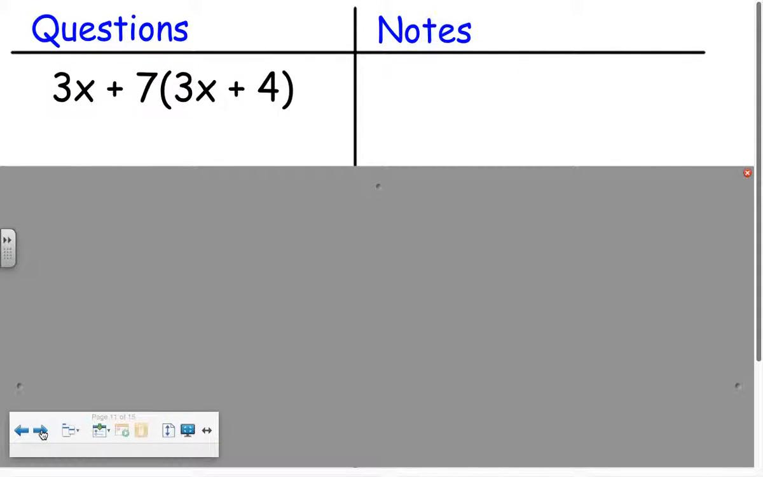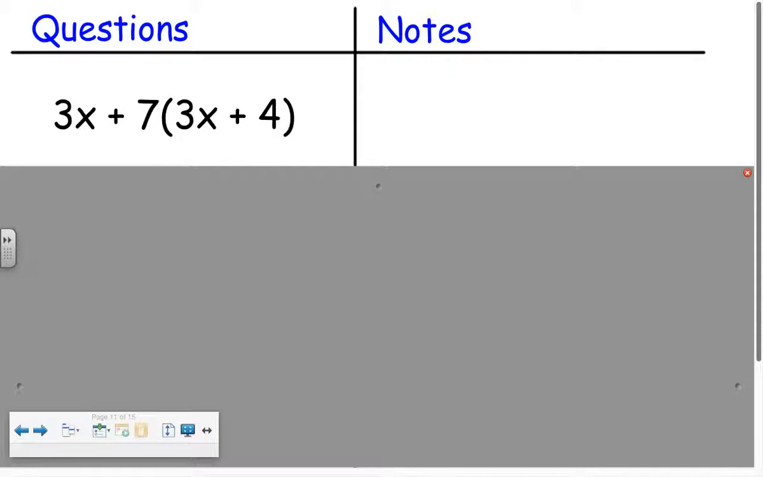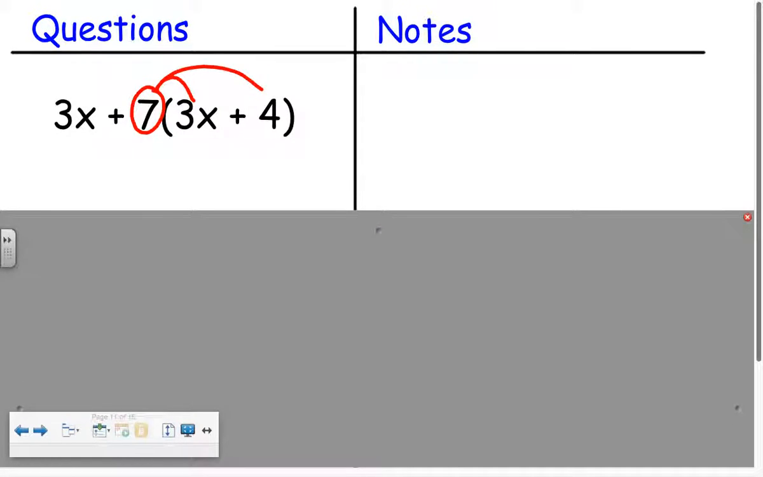All right, so this one looks a little bit different because I'm going to have a step that I need to do before I can start combining like terms. So here's what you don't want to do. You don't want to just start and say, oh, those will make 6x and those will make 11. You're missing a step that you need to do first, and that is distributing. So I have to take this 7 on the outside of the 3x plus 4 and distribute it first before I can do anything else.